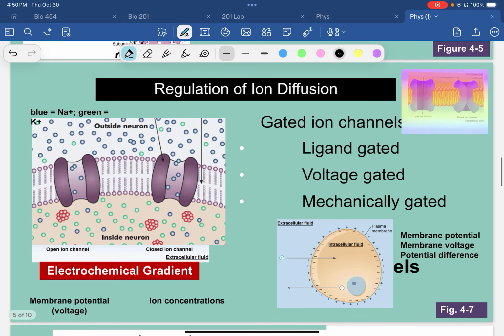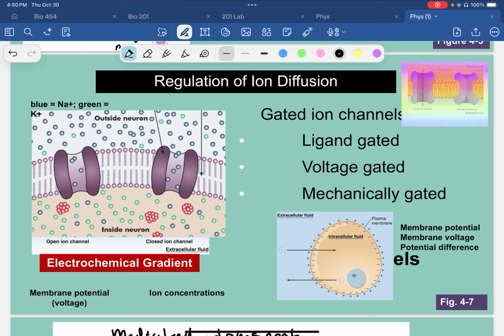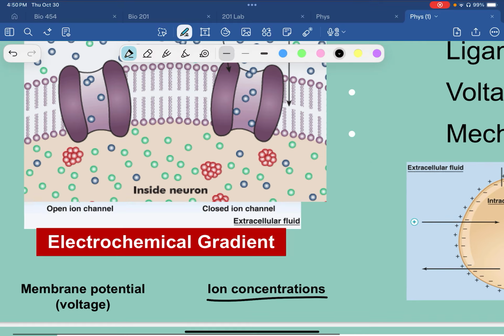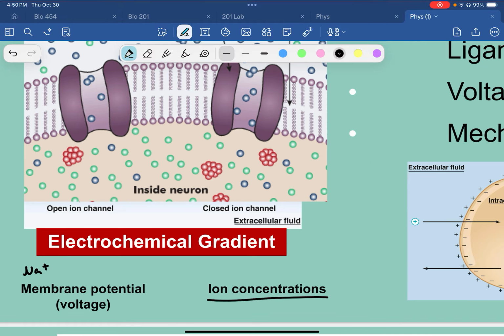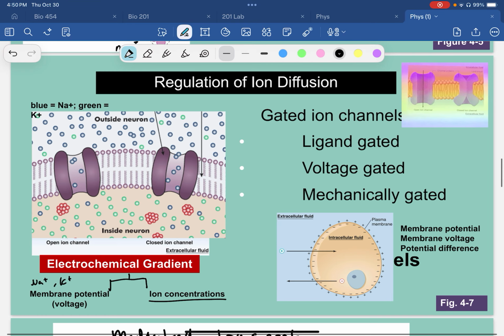As we move down here, this is showing us our electrochemical gradient. We know that our concentration gradient, as we went over in the first slide, means that if there's more on one side, it's going to flow to the other. So that is our ion concentration. And then our membrane potential, or voltage, is with our sodium plus or potassium plus, so that's going to affect our voltage. Both of these come together to make our electrochemical gradient.